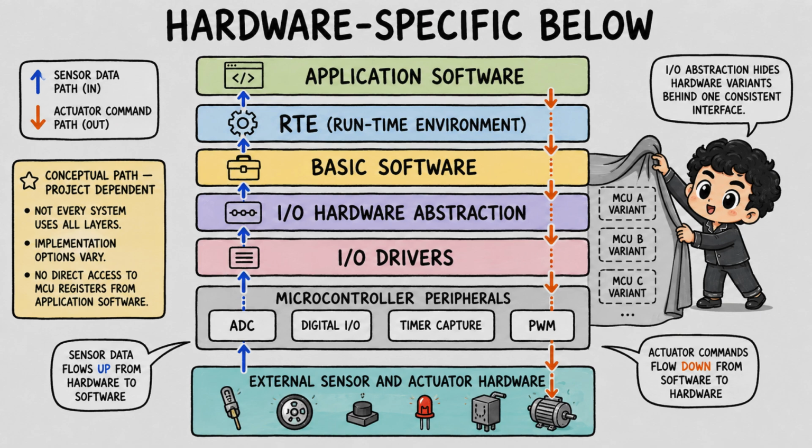In AUTOSAR Classic, low-level I/O drivers handle microcontroller peripherals, while hardware abstraction layers can present hardware-independent interfaces to higher software. Depending on the ECU architecture, sensor or actuator access may also involve dedicated device drivers, ECU abstraction, or complex drivers. The exact path is project-specific, so no single simplified diagram represents every sensor and actuator.